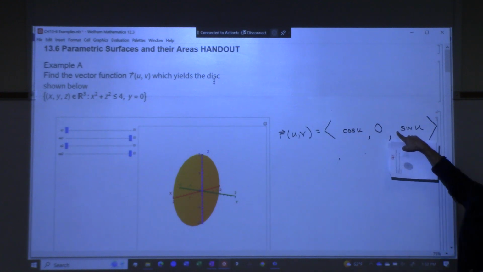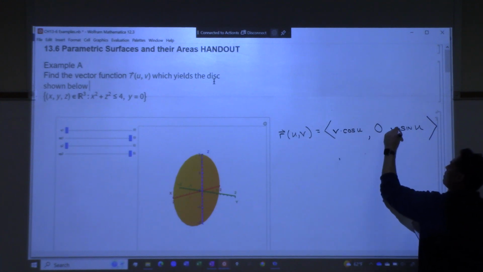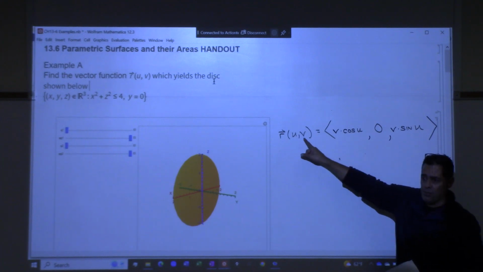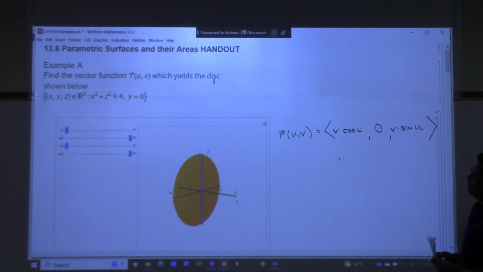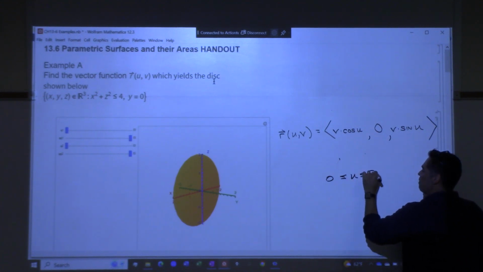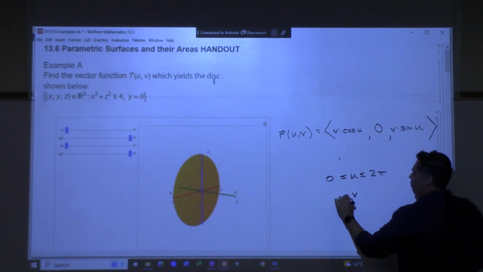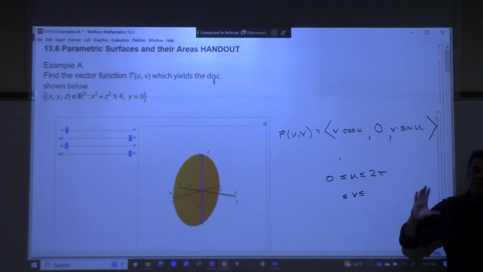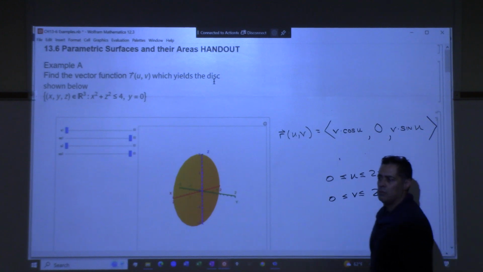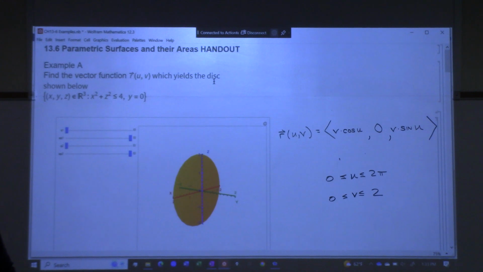But I have a second variable I haven't used, right? I have v. So I'm going to put v in front of this, multiply it, and that will control my radius. See, I'm using both variables to do this. Now, if I do it this way, then the u would have to be restricted between 0 and 2 pi because that will draw me just one circle, right? And then my v, which controls the radius of this disk, is going to vary between 0 and 2. Is that clear to you, everyone? Anyone have a question on that?